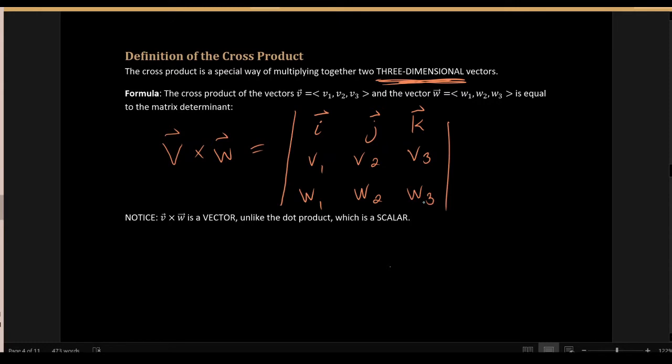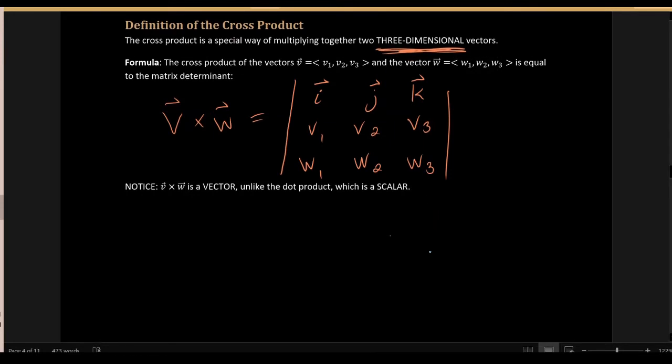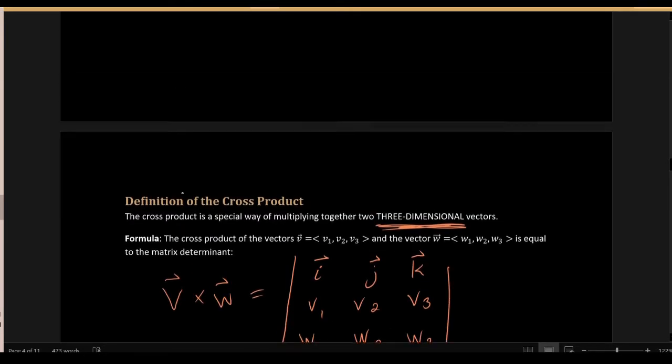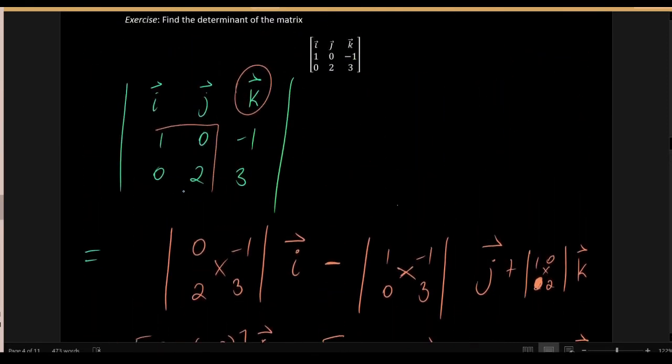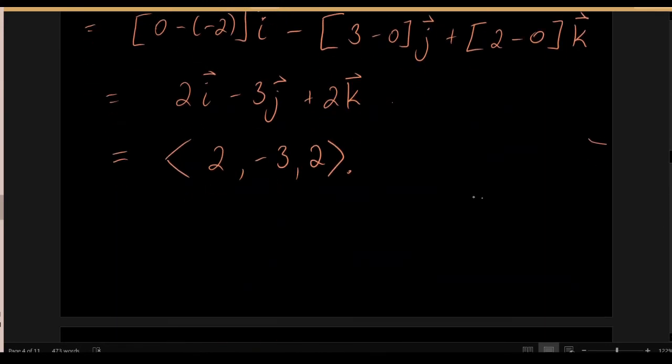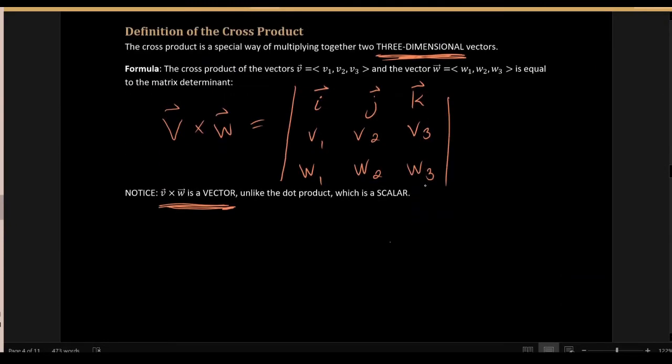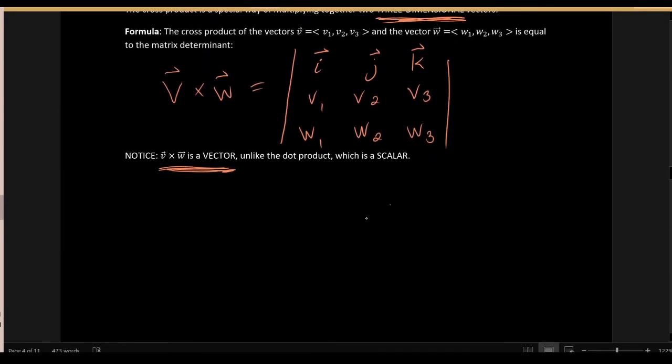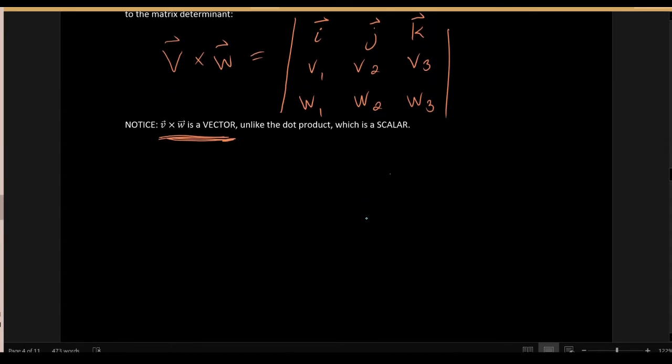Now, one of the major differences between the cross product and the dot product is that while the dot product produced a number for the answer every single time, the cross product, the result of that calculation, will always be a vector. In the same way that the result of this matrix determinant with i, j, k at the top row was a vector when all the calculations were said and done. The cross product produces a vector. The dot product produces a scalar.